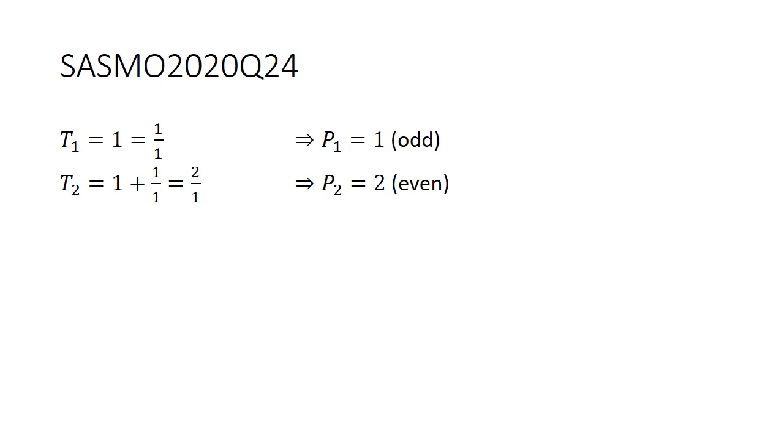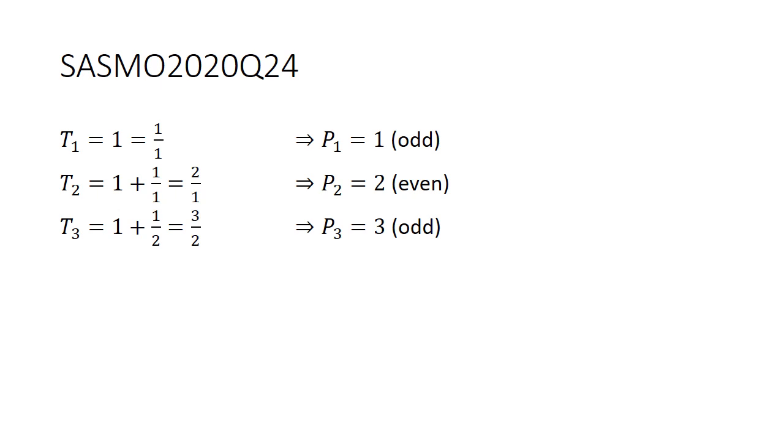Now, this question looks very scary, but actually has a very simple answer. Let's just list down the terms one by one. t1 is equal to 1, so that's 1 over 1, so p1 equals 1, which is an odd number. t2 is equal to 1 plus 1, which is 2 over 1, so p2 is even.